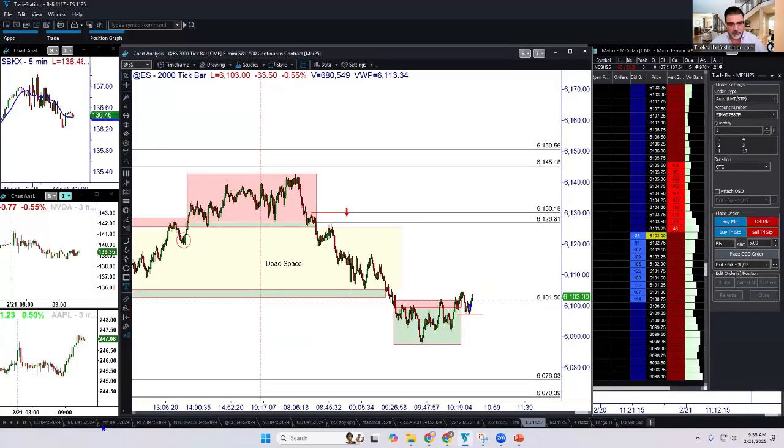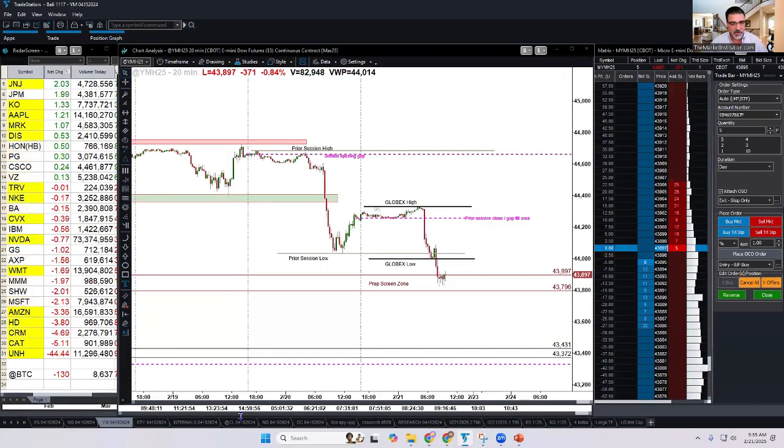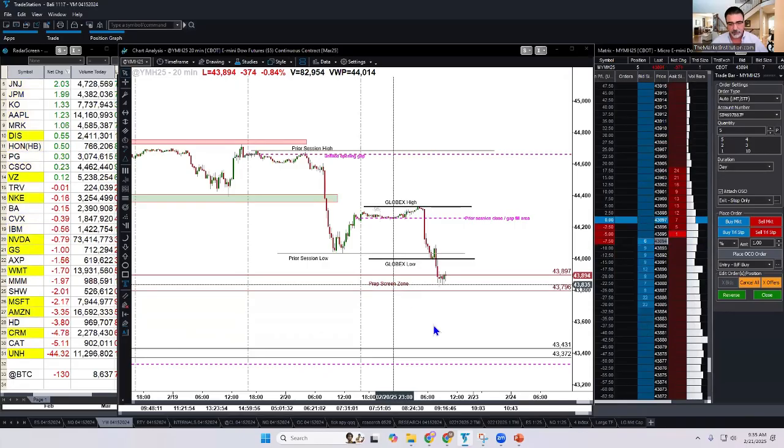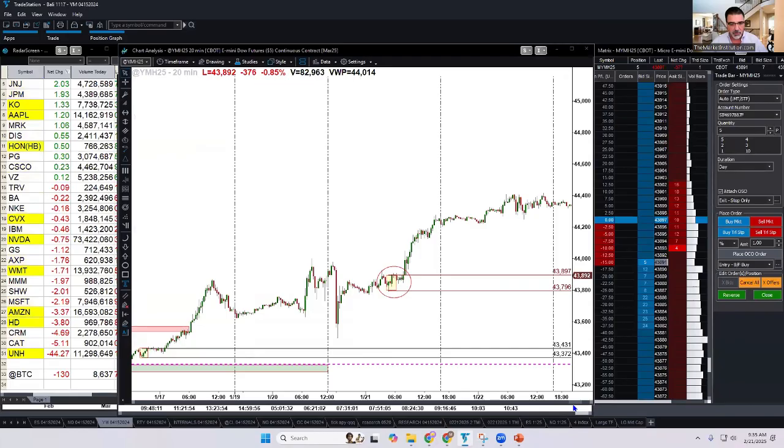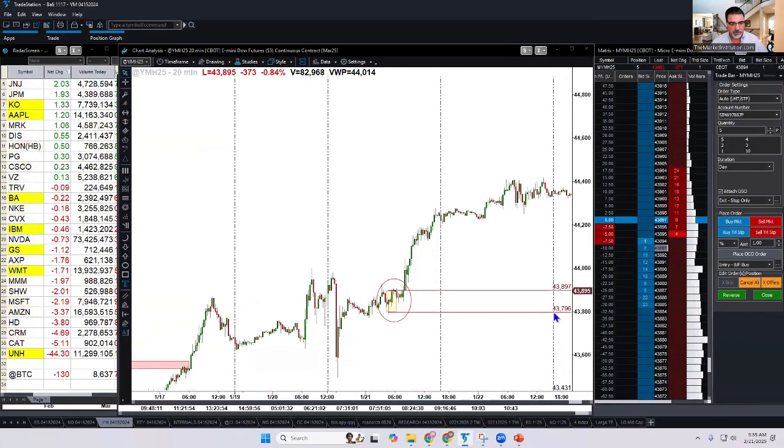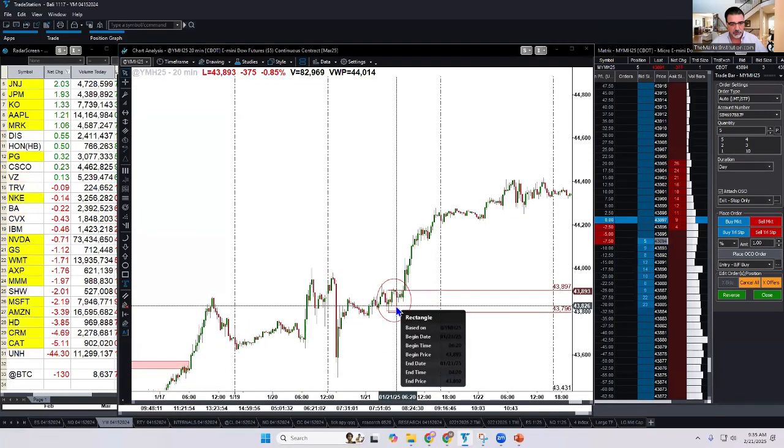Here we go. Just come over to the Dow, a little larger time frame. Here's our prep screen zone. And when we go over to the left, we're going to look for that leg base group of candles.